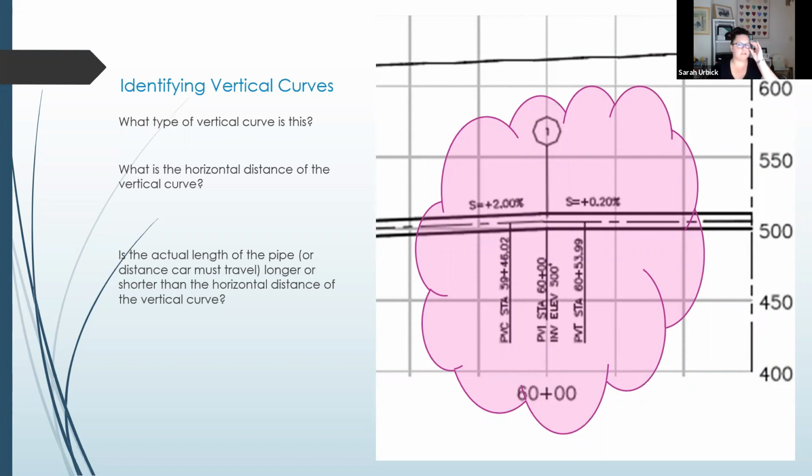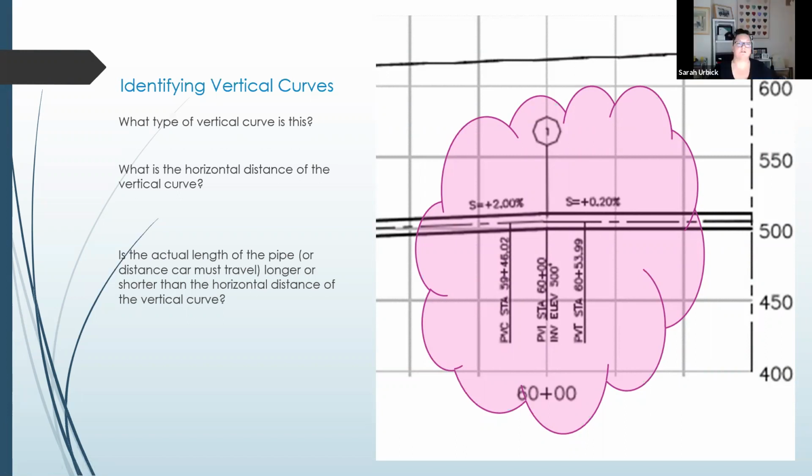So if we were to take our same little screenshot, we're looking at this, we've got a positive slope and a positive slope, even though we've got a break in the middle. It's two positives. So what kind of curve would we say that this is? Is it a crest or a sag? It's to be a crest.